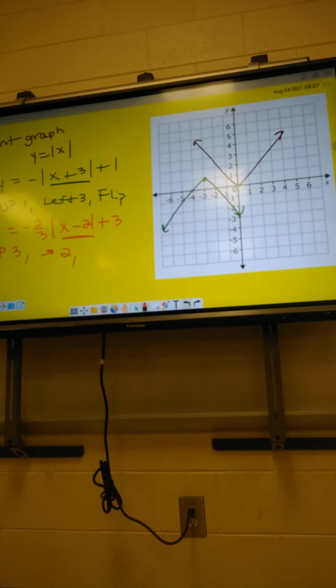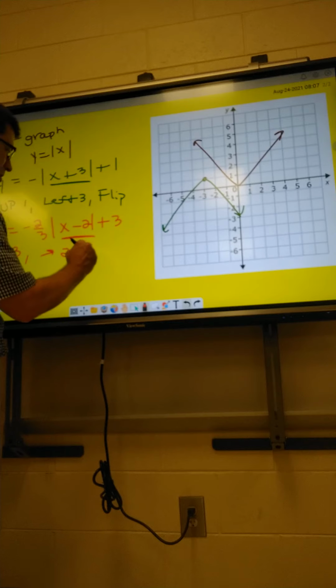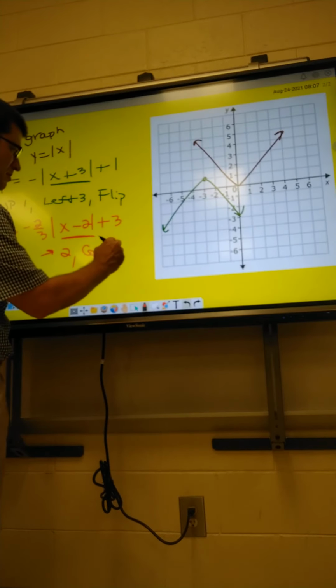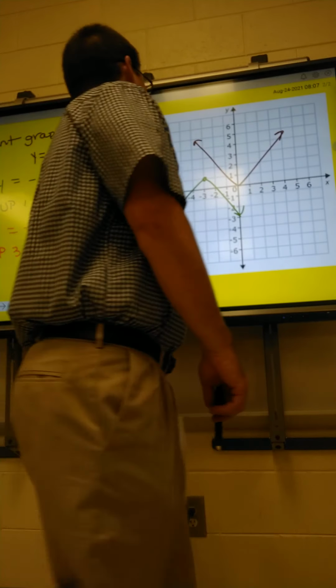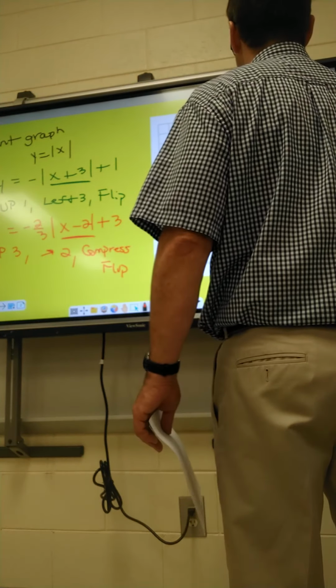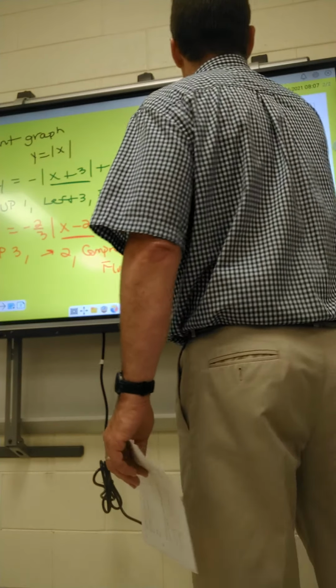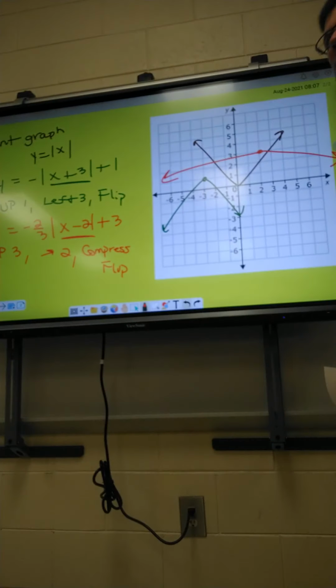All right, so this part I hadn't showed you. You probably saw this last year. When you got a fraction in front of it, it compresses it, makes it fat. If there's a number in front of it that's not a fraction, just like a 3, it makes it skinny. So this one is going to be compressed. So we write compress and a flip, because it's got a negative. All right, I come over here, I go up 3, right 2. I flip it, and I got to compress it, guys. I got to make it really fat. Really open it up.